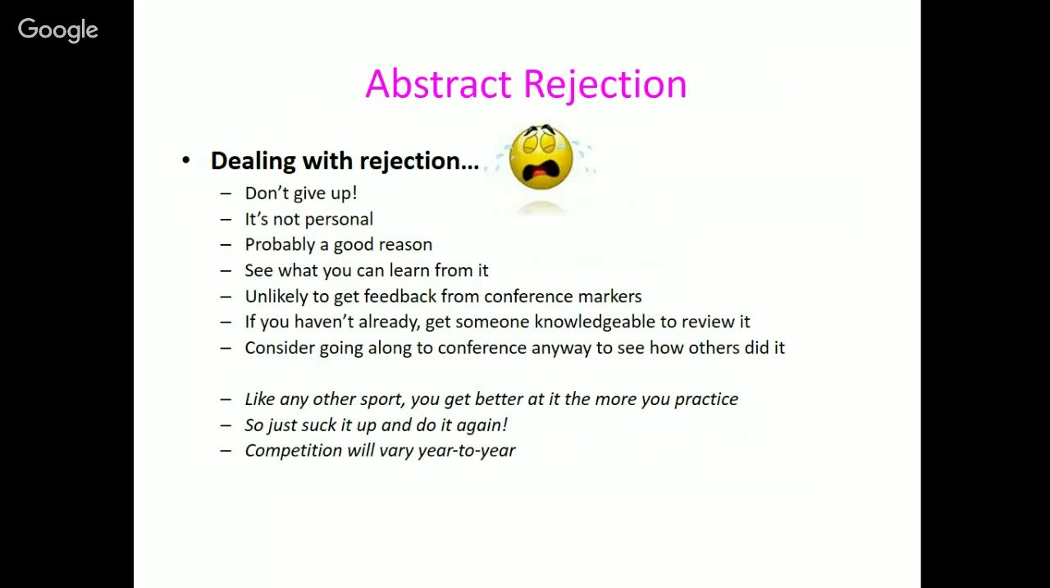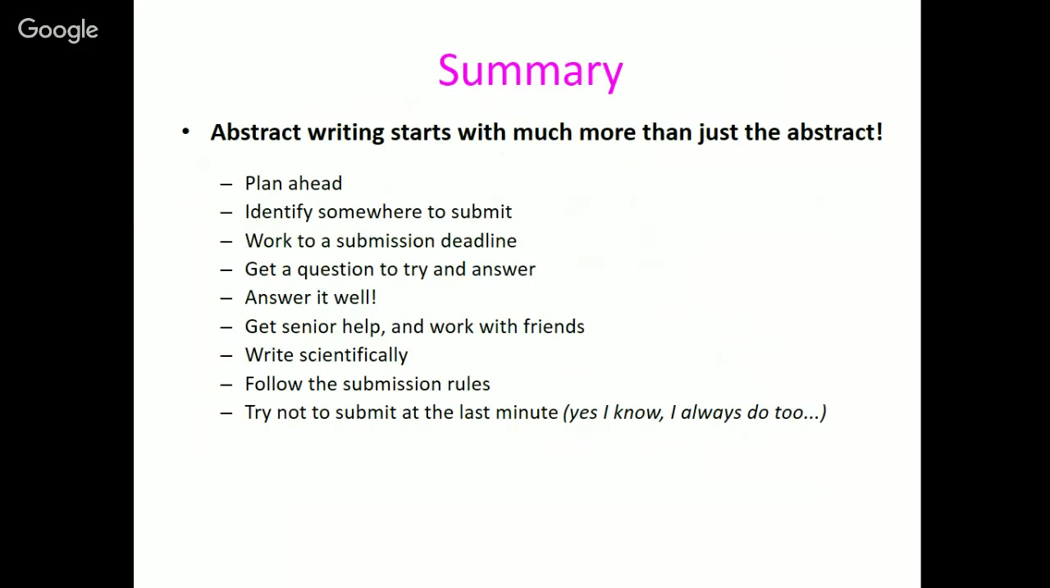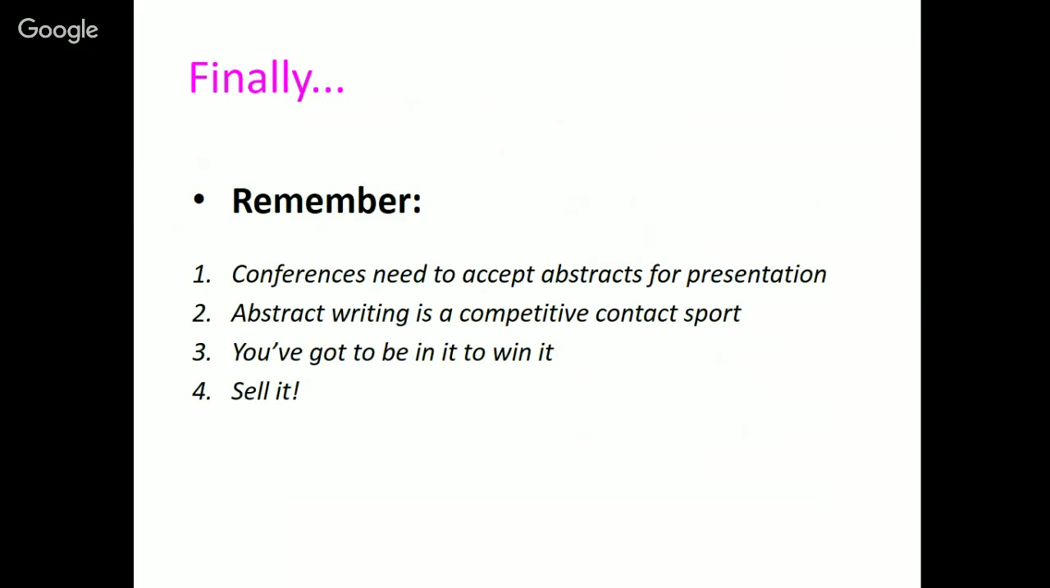So in summary, abstract writing is a lot more than just the abstract. If you're submitting it with a journal or a thesis or to a conference, plan ahead. Find the right place to submit it to. If it's a conference, make sure you work with the deadline. Try and get a good question that you're setting out to answer and answer it well. Get colleagues and particularly senior help. Get used to writing in a concise scientific way, follow the submission rules, and try not to leave it until the last minute. Finally, if you're submitting to a conference, they do need abstracts to be accepted in order for people to attend. So generally, the luck can be on your side.